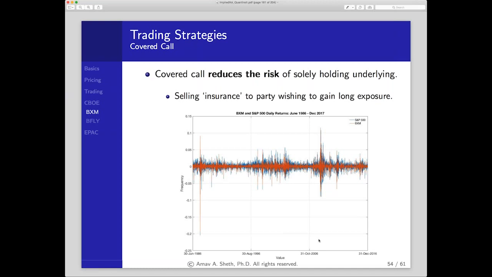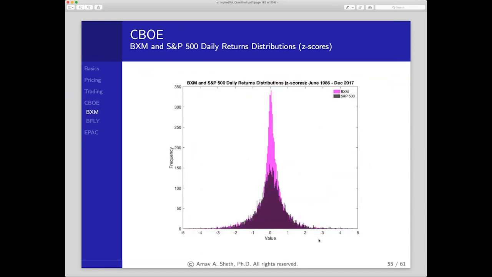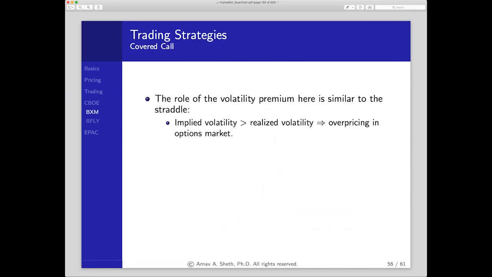So what you're doing is you're selling insurance on the stock that you already own, and you can see that it is a lot less volatile than the underlying itself, and that's also reflected in the distribution itself, where the pink one is the BXM and the smaller one is the S&P 500, and you can see that BXM has a greater frequency of returning a positive return. What you're essentially doing is reducing the risk of solely holding the underlying. Okay.